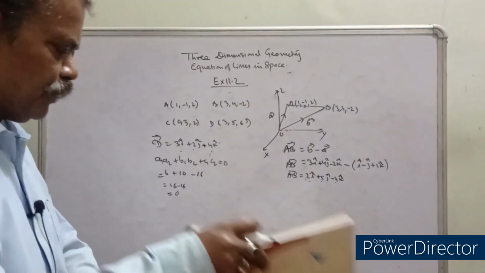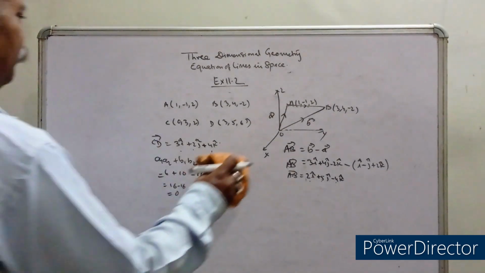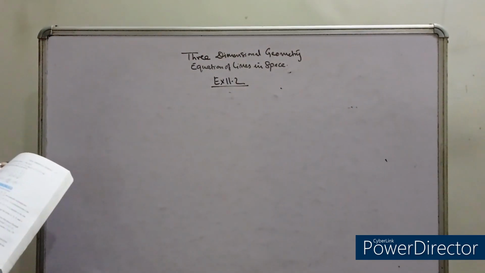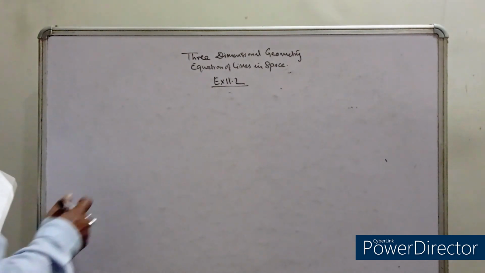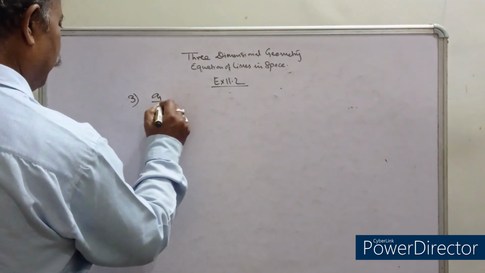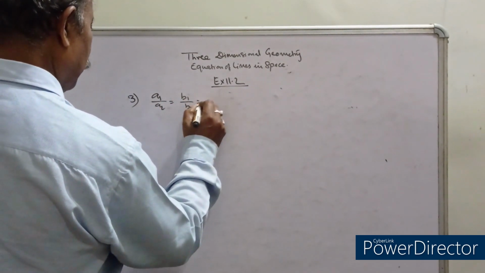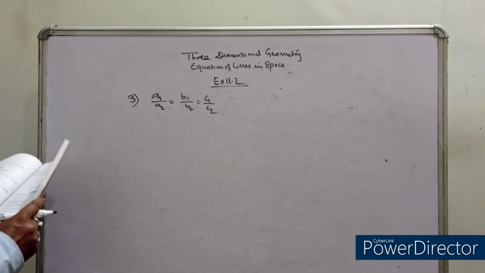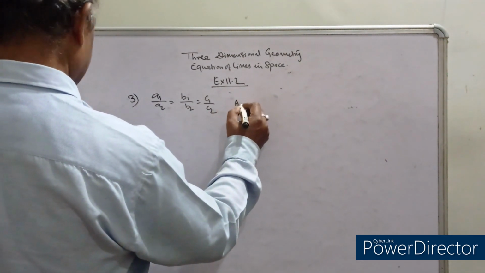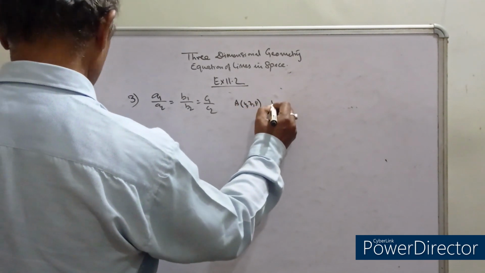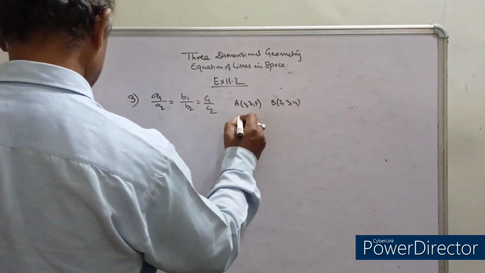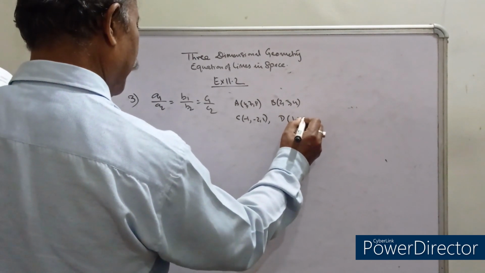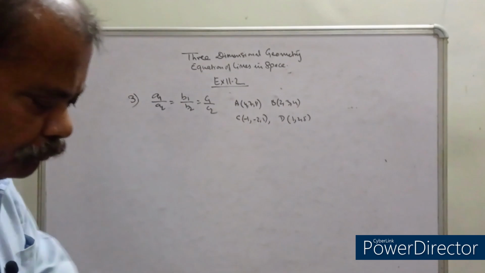So now the next question is question number 3. You have to show that these are parallel. For parallel lines, the condition is a1 by a2 equal to b1 by b2 equal to c1 by c2. Two lines are given here. Let us consider A point as (4, 7, 8), B point as (2, 3, 4), C point as (-1, -2, 1), and D point as (1, 2, 5).